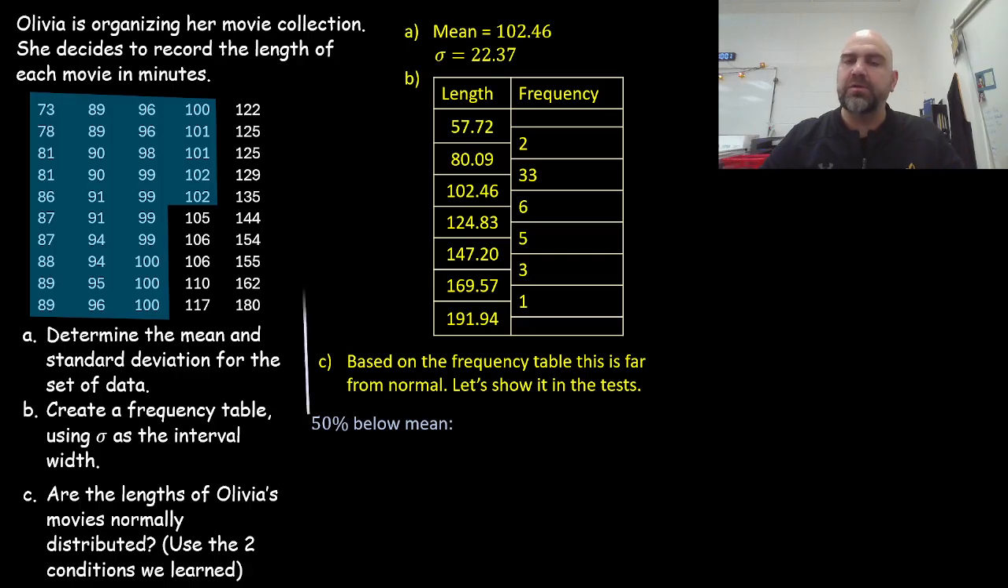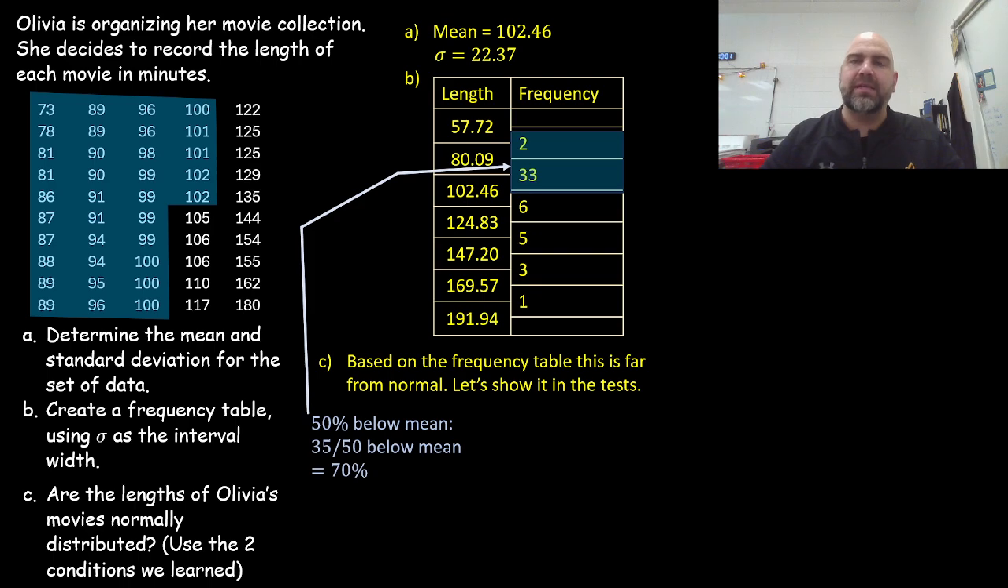Well, we can also look at the frequency table. It's right there. 35 of them, if we count up the ones below the mean. And so that is about 70% of the data. That is way above the 50%. So according to this one test, this is not normally distributed. If you put this frequency table into a histogram, it would not be a nice curve. It would be really skewed off to one side, and that'll probably be the lower side. So we already know that it's not, but that's okay.